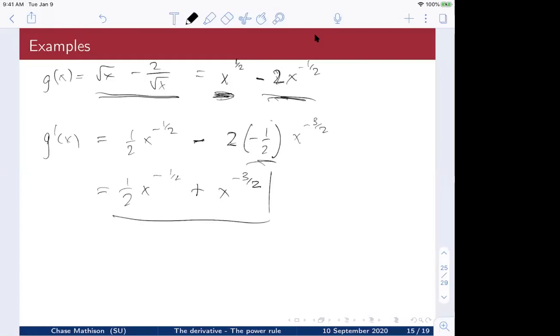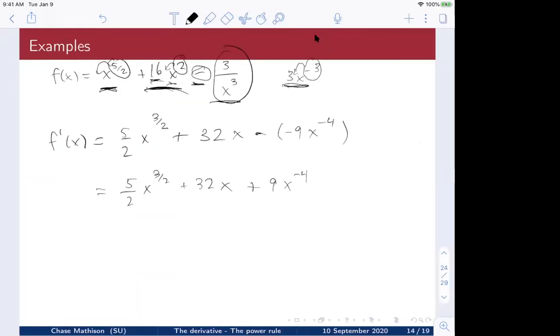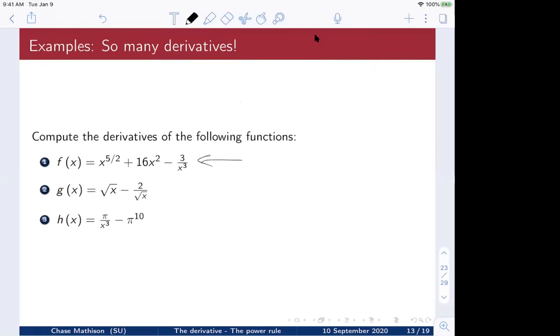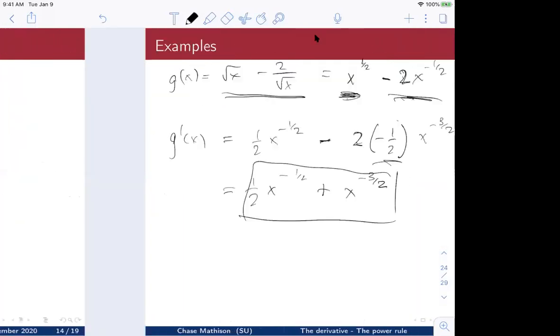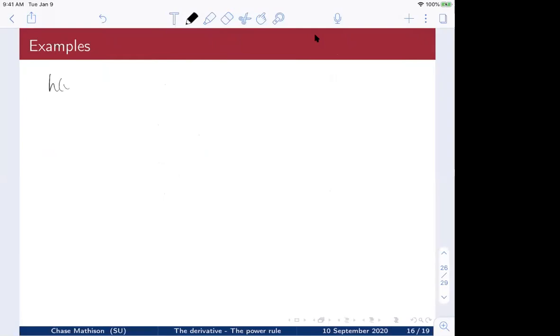Cool. And then the last one was h of x is pi over x to the third minus pi to the 10th. I want to find h prime of x. Well, again, you're always going to want to rewrite this in terms of x to some powers, right? So how can I rewrite this as just x to some power times a constant?